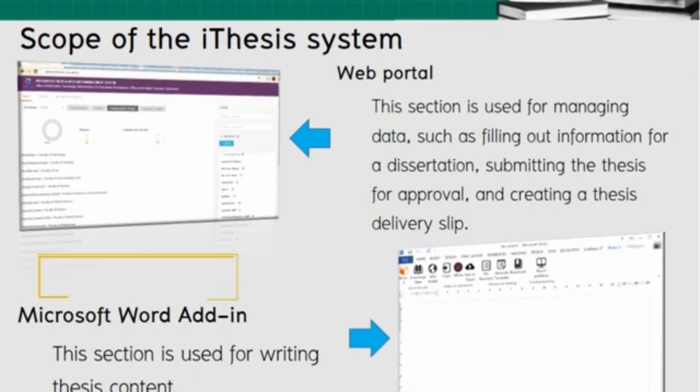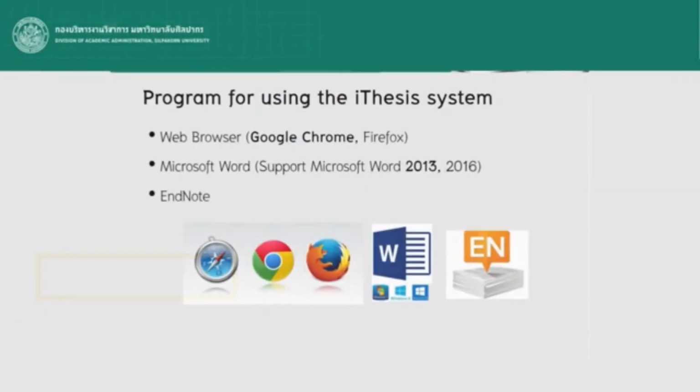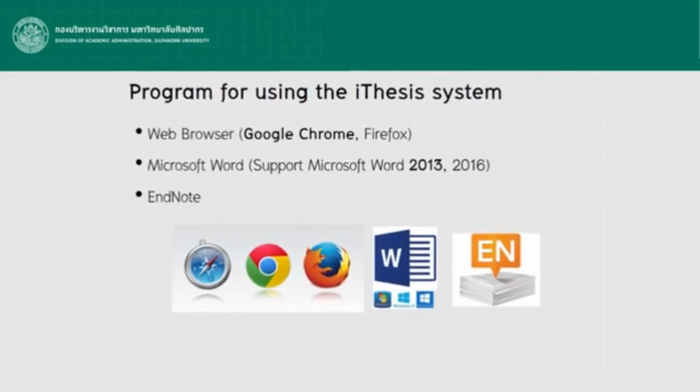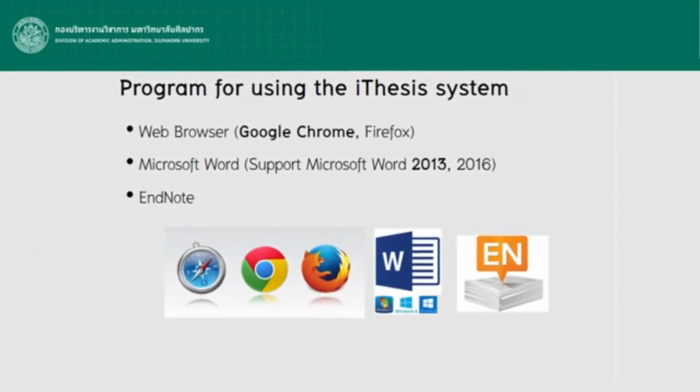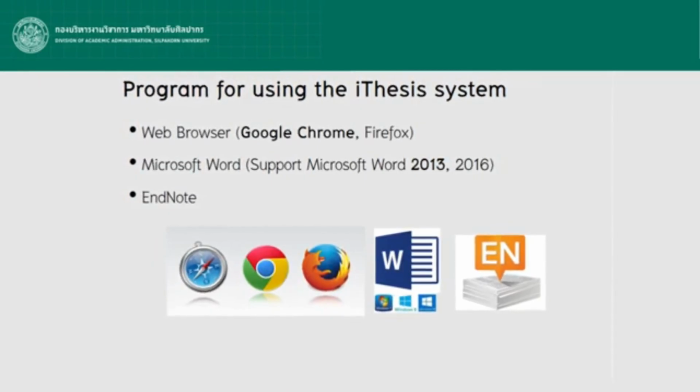To use the iThesis system's portal on your computer, it's required to have a stable web browser. The recommended browser is Google Chrome for optimal performance. However, Safari and Firefox are also supported alternatives. For Microsoft Word, the iThesis system supports Microsoft Word 2013 and later versions but does not support Windows XP.